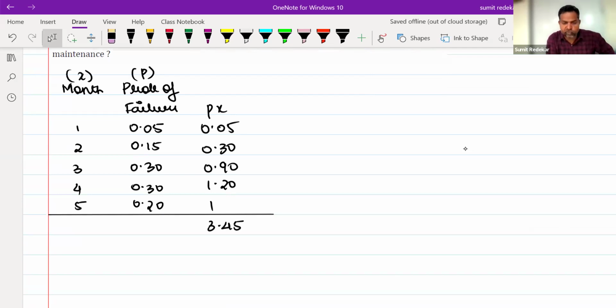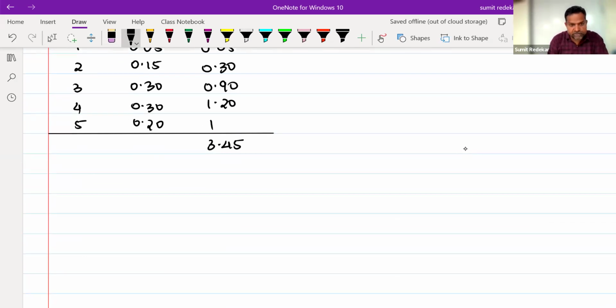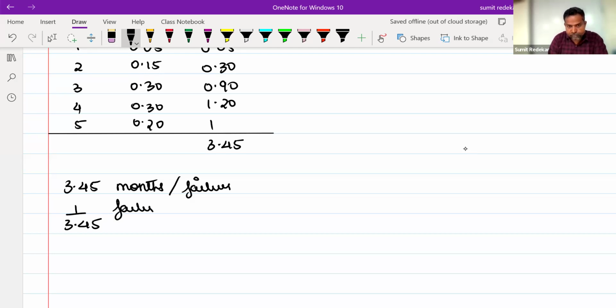How do you read the 3.45? Depends on what you've multiplied with what. You've multiplied month with probability of failure. So that becomes 3.45 months per failure. If it is 3.45 months per failure, how do you convert this? Well, it becomes 1 upon 3.45 failure per month.